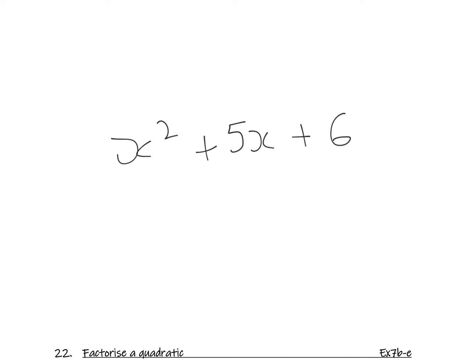Indeed, it just means that the factors are expressions or a collection of terms, not just 5 or 5x or 2x. Pause the video and write down how you would factorise a quadratic.